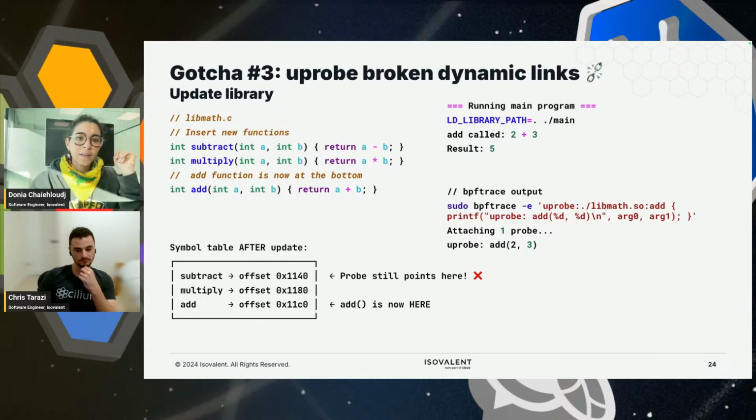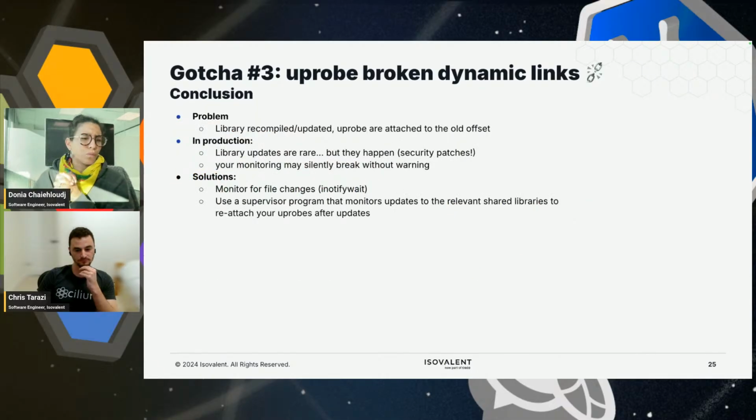So let's see that. So no, we're not going to see that, sorry. But in fact, what you can do to bypass this, especially in production, because even library updates are rare, it can happen for security patches, security reasons, and your monitoring may silently break without warning. You can either monitor for file changes, there is a tool called inotifywait to do it, or you can use a supervisor program that monitors updates to the relevant shared libraries to reattach to your probes after updates.